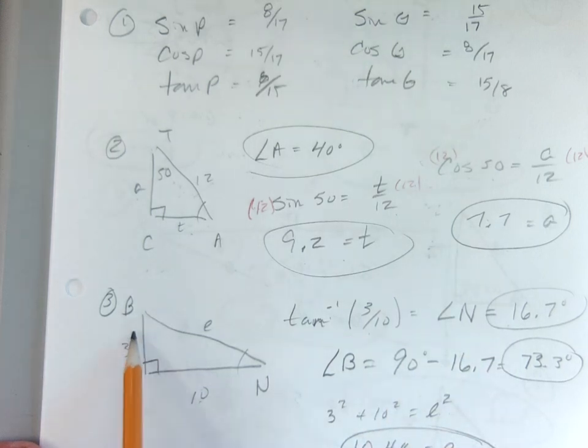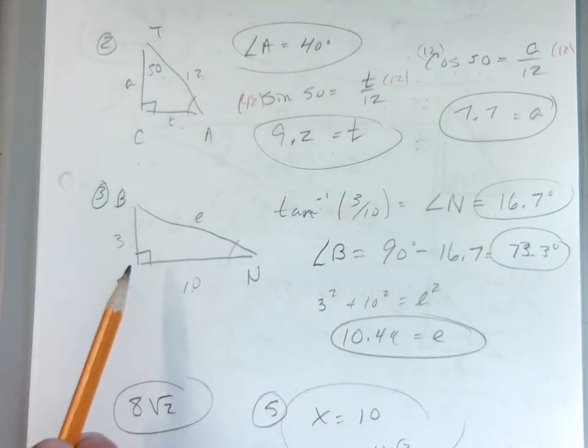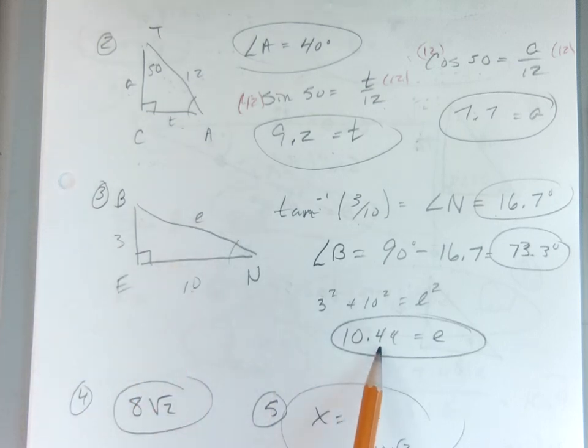To get the other angle, angle B, I subtracted from 90 because these two angles have to add up to 90. 90 minus 16.7 gives me a 73.3. Okay, and then I just used Pythagoras theorem. I mean, you could use sine, cosine, or tangent, but I just used Pythagoras theorem with 3 squared plus 10 squared equals little e squared, and I took the square root of that, and I got about 10.44.